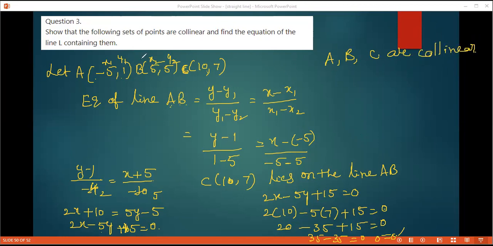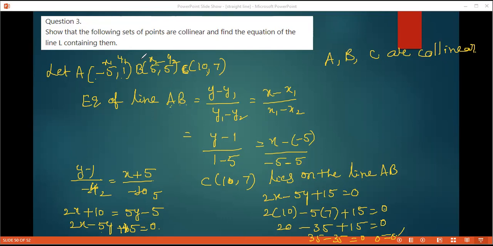Whenever 3 points are given, we have to check whether the 3 points are collinear or not. What do we do? Just find the slopes: AB slope and AC slope. If the slopes are equal, then we can say that the 3 points are collinear.